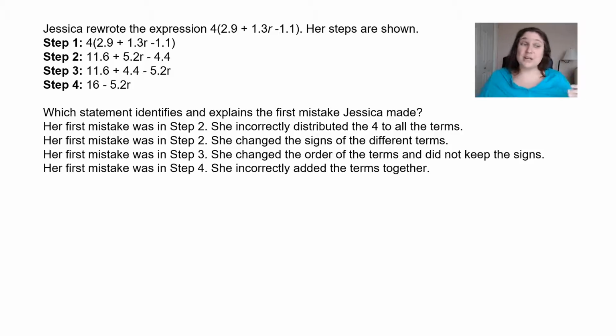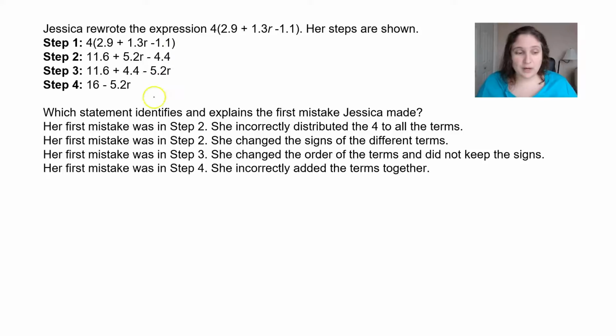Let's look. Jessica rewrote the expression 4 times the quantity 2.9 plus 1.3r minus 1.1. Her steps are shown. It wants us to see which statement identifies and explains the first mistake Jessica made. Okay, first mistake. So Jessica rewrote the expression 4 times the quantity 2.9 plus 1.3r minus 1.1. Her steps are shown. It wants us to identify and explain the first mistake.